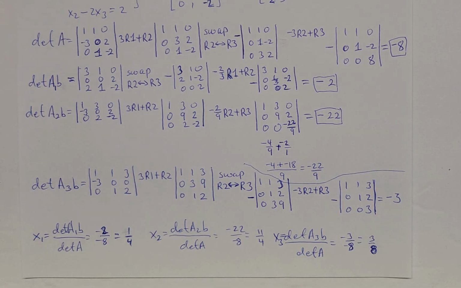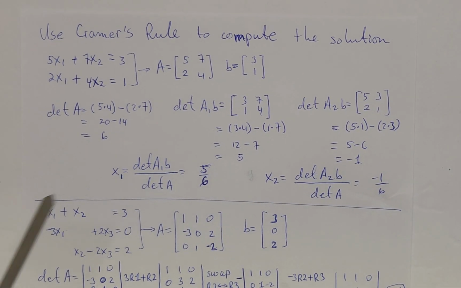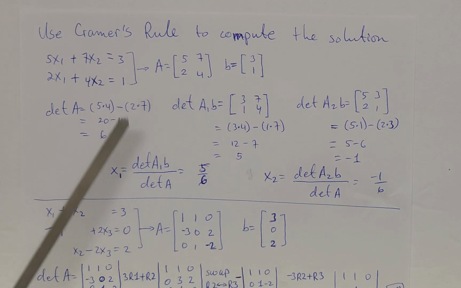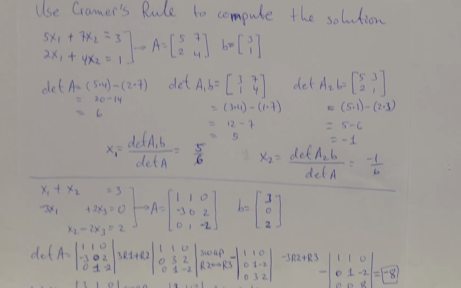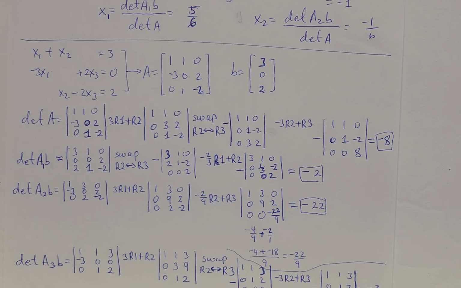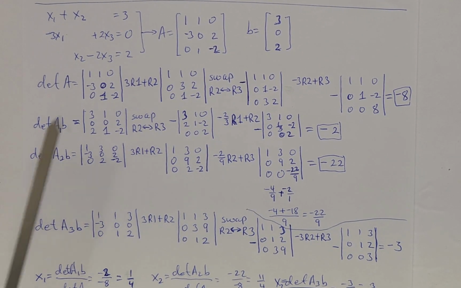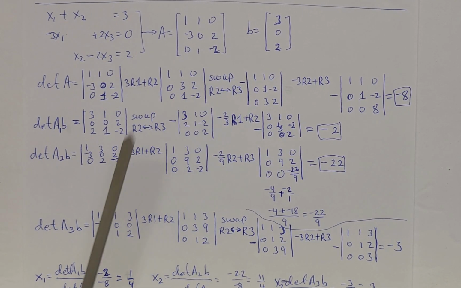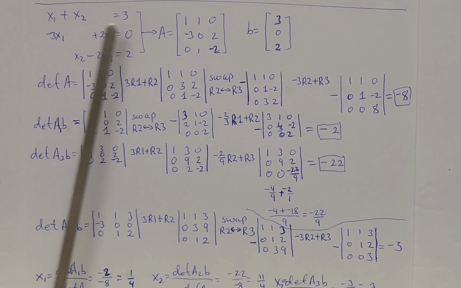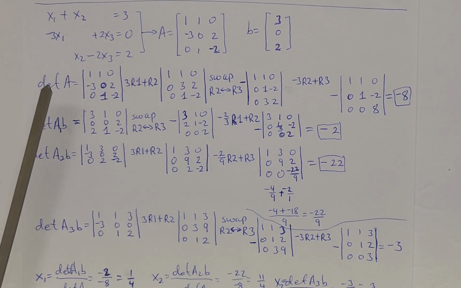Okay, so one more time. Cramer's rule for a 2 by 2 should be very quick. However, once we get to a 3 by 3, it is very lengthy. And since there are 3 rows, 3 equations, we need 4 determinants.